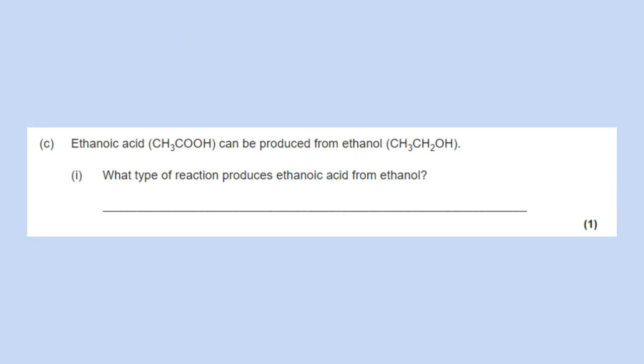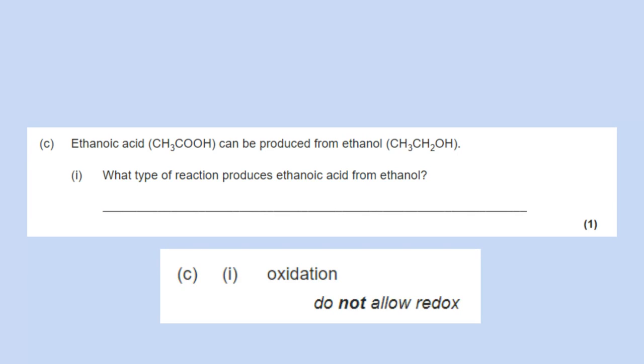Okay, you might get a question about ethanoic acid being produced from ethanol. What type of reaction produces ethanoic acid from ethanol? Okay, we want oxidation. You're not allowed to put redox. Okay.